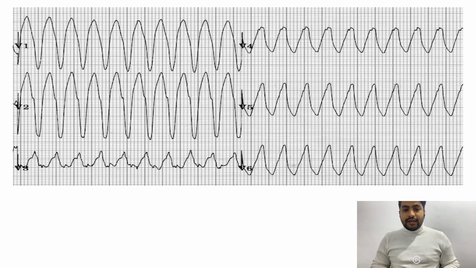Another one, same QRS morphology. The QRS complexes are broader than 3 small blocks. There is no P wave and there is tachycardia and they are regular, so we call it VT.